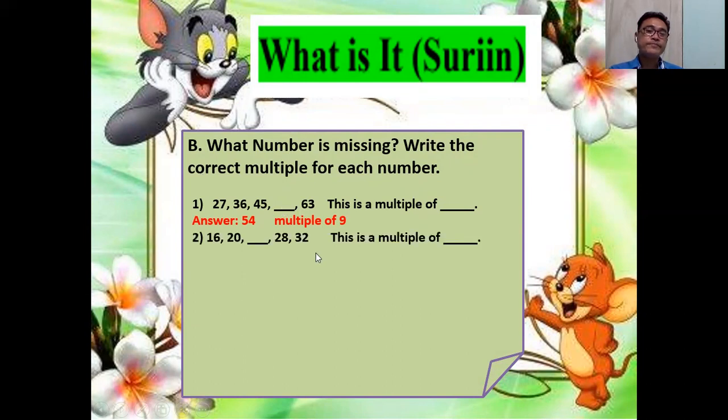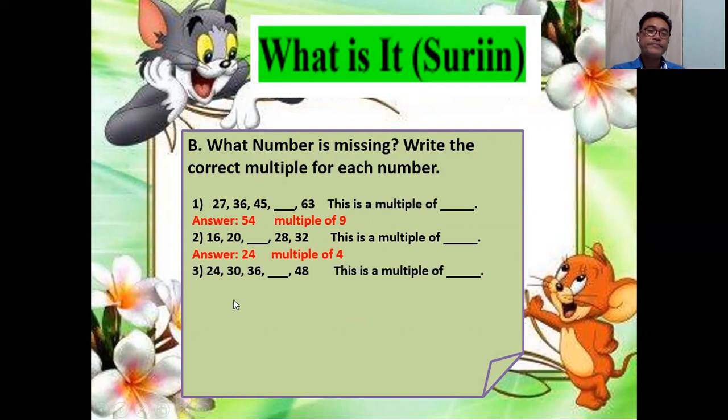Number 2. 16, 20, blank, 28, 32. This is a multiple of blank. And the answer is 24. And this is a multiple of 4. 16, 20, 24, 28, 32.